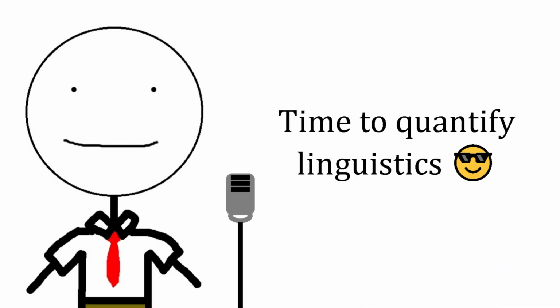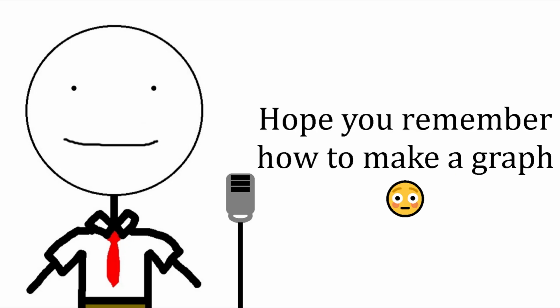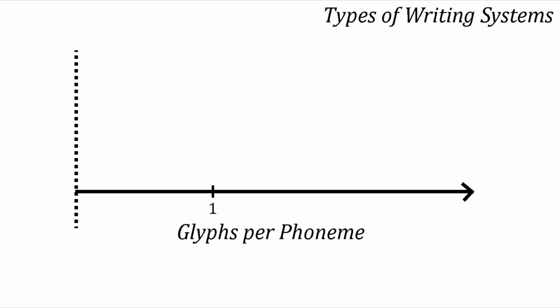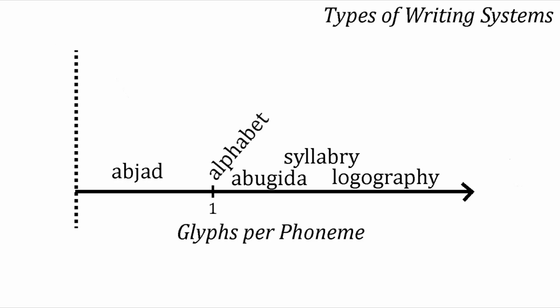Now, let's create some units to organize our types of writing systems in a visual display. If we use the phoneme as the fundamental building block and base our scale off of it, then our units would be glyphs per phoneme. So, a true alphabet like the International Phonetic Alphabet would have a value of 1 glyph per phoneme. Abjads would have a value somewhere less than 1, and syllabaries, abugidas, and logographies greater than 1.